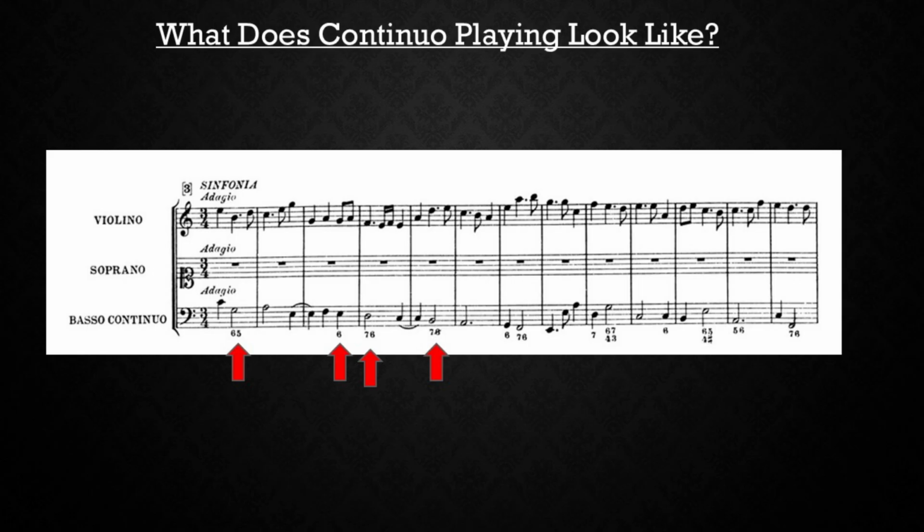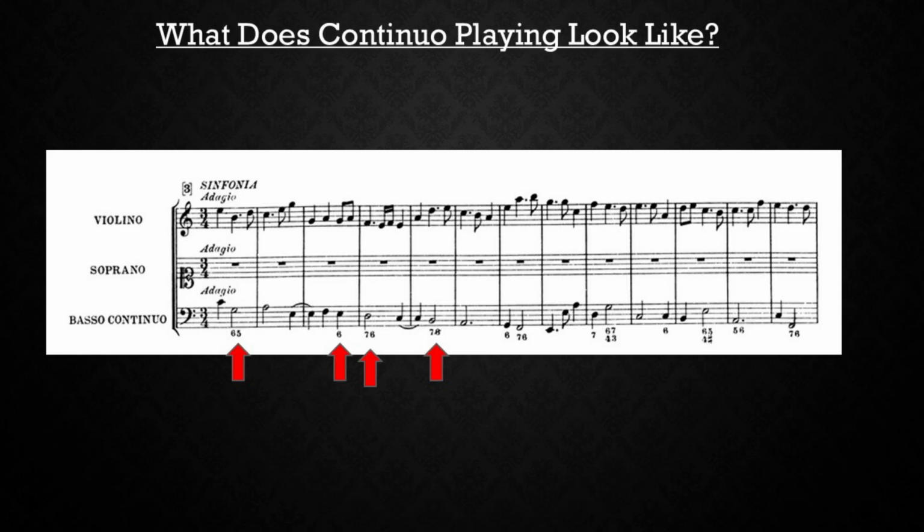And what you see here is three staves. You have a violin playing that upper part. You're going to have perhaps a singer or what have you doing that middle part. And then you have the basso continuo line. Now you'll notice in the basso continuo line, there's just one line of music.